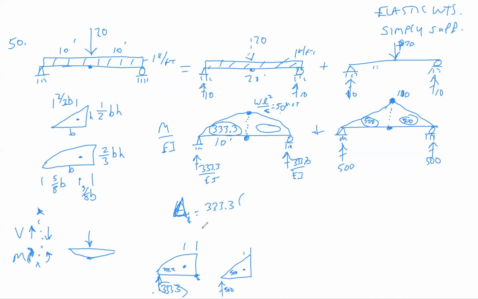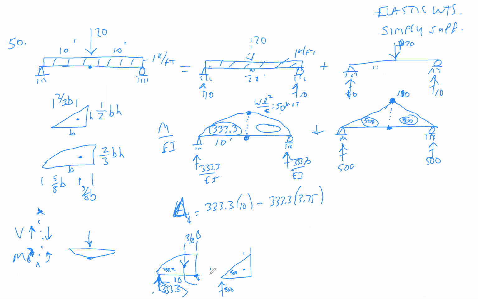So 3/8 of 10 is 3.75 feet. That's this distance here. 3/8 of B. All right. That's the positive rotation. Oh, I'm sorry. I need to renege on that. Don't need that number yet. Positive rotation is actually 10 feet away. So the reaction times 10. I'm sorry about that. And then the negative rotation, so this whole area is acting in that direction, is the 333.3 times 3.75.